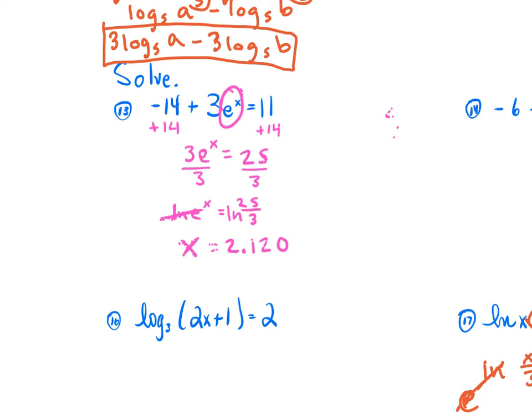Yeah, if you wanted to find whatever 25 over 3 is first and then take the ln of that, you could definitely do that. Any questions on 13? All right. 15.